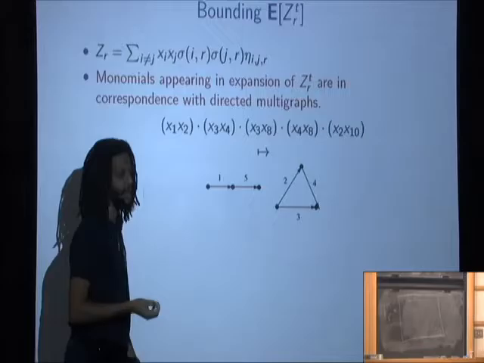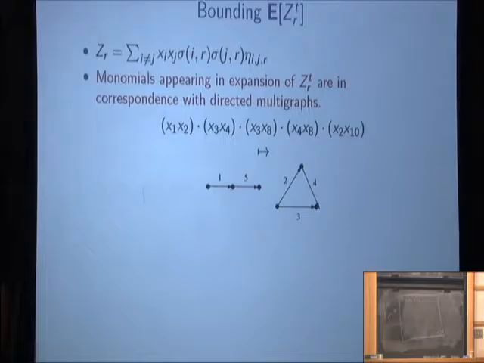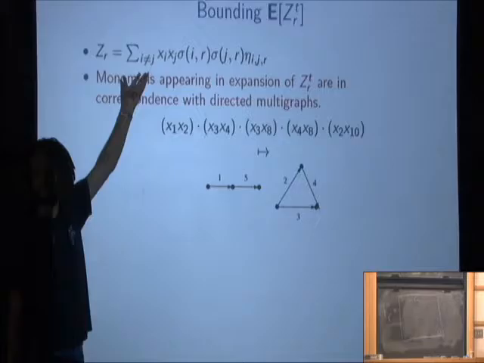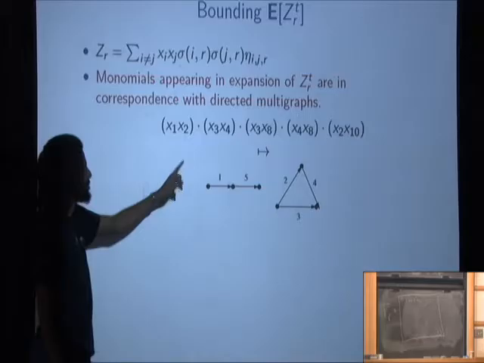So is it clear what the correspondence to graphs is? Because this is a sum over i not equal to j, I'm going to treat x1, x2 as being different from x2, x1. They both appear in this sum. So this direction tells you who was first, just so that I can count things properly.